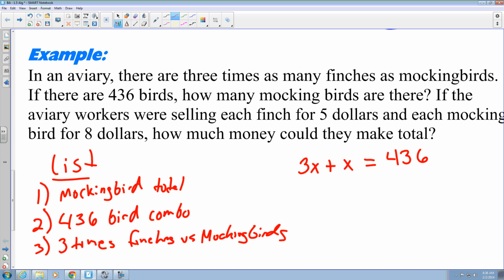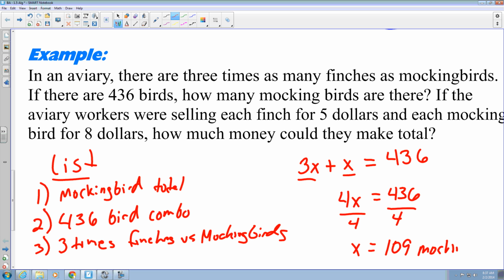So whatever the value of mockingbirds there are, there's going to be 3 times as many finches. So with this, I can solve for x. First thing I have to do is combine like terms. I can take 3x and add it to x, which gives me 4x, and it equals 436. Divide both sides by 4. So I get x equaling 109. And these are 109 mockingbirds. All right, so that's the first question that we need to answer.